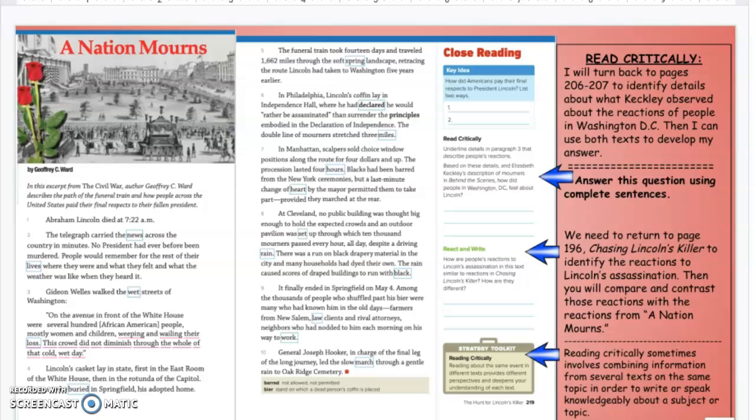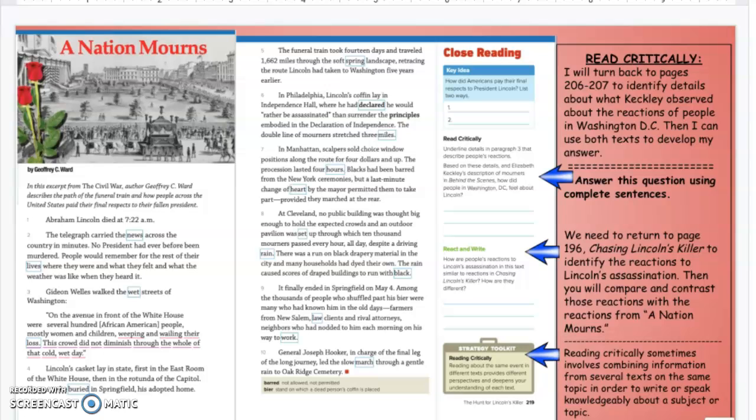And then the second part, you must do both. How are they different? Now again, remember, when you're reading critically, that it sometimes involves combining the information from several texts on the same topic in order to write or speak knowledgeably about a subject or a topic. And again, it brings in those different perspectives and deepens your understanding.